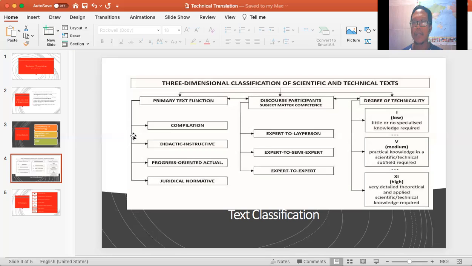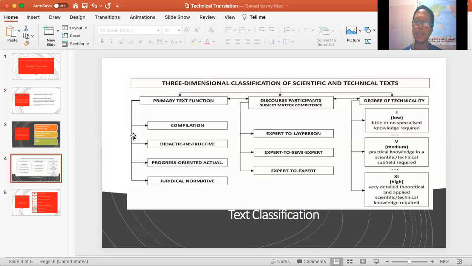And then the degree of technicality is related to the vocabulary to some point, or to the terminology. When it is low, little or no specialized knowledge is required. A popular article, which is what we are going to start with in the practice of translation next week, sits here in low technicality. The degree of technicality is low, and it is usually read by laypersons, common readers.